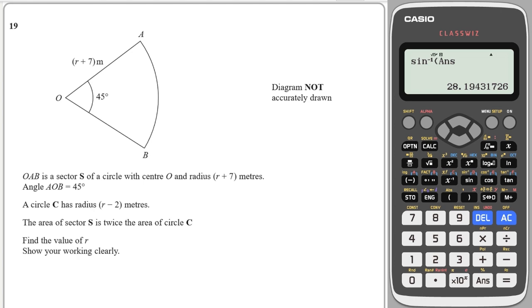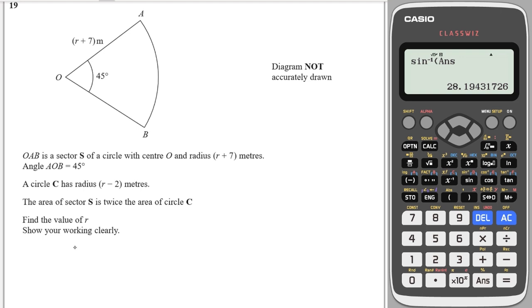Question 19, we have a sector of a circle with a center O and radius r plus 7, and the angle is 45 degrees. A circle has radius r minus 2, and the area of the sector is twice the area of the circle. Okay, so let's first off work out what the area of the sector would be.